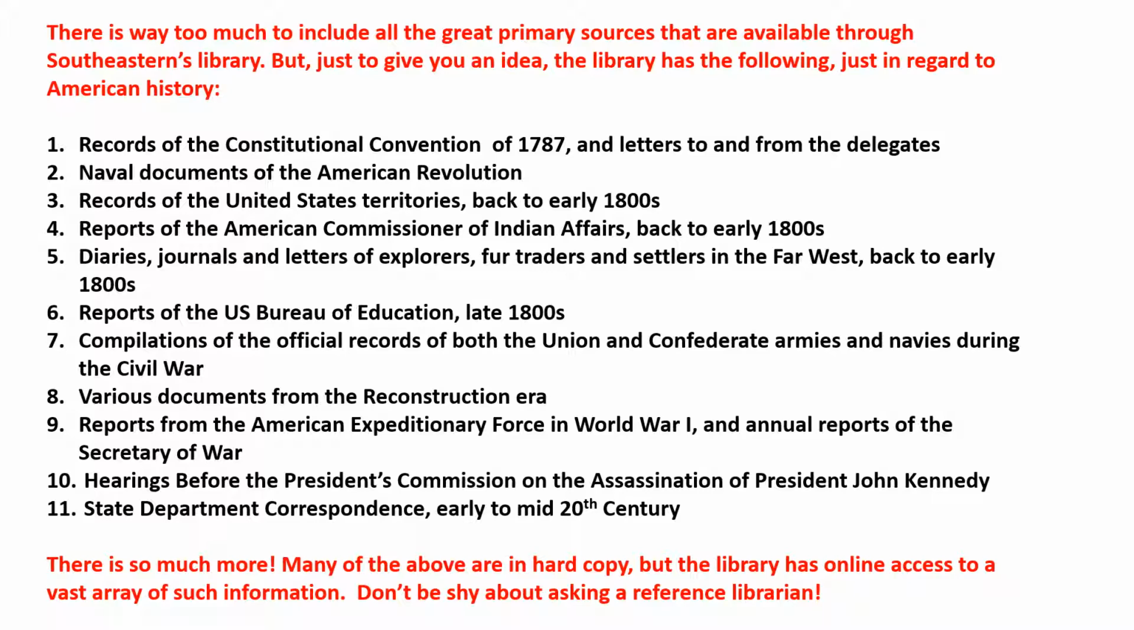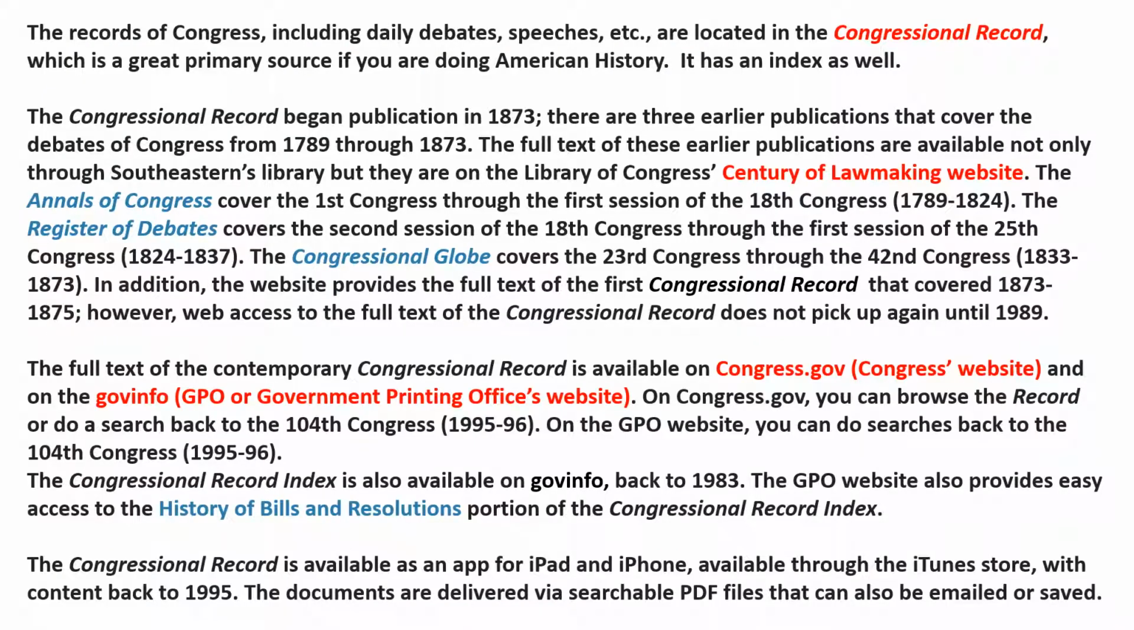There's so much more. Many of the above are in hard copy, but the library has online access to a vast array of such information. Don't be shy about asking a reference librarian. The records of Congress, including daily debates, speeches, and so forth, are located in what's called the Congressional Record, which is a great primary source if you're doing American history, and the Congressional Record has an index as well.